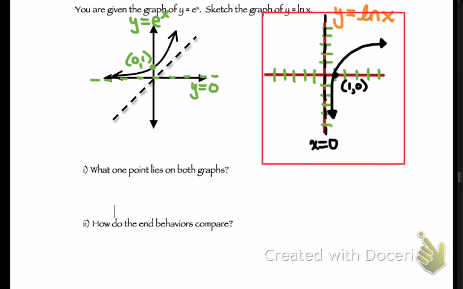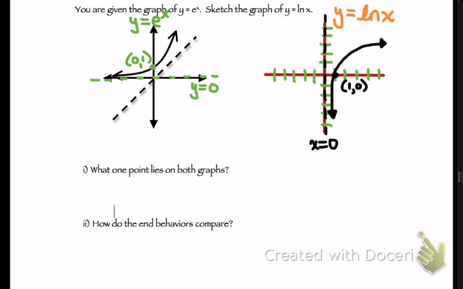Log, natural log, they almost look identical. Because we're doing a sketch of them, I'm okay with you understanding the general idea of what they look like. These two questions that I'm asking you are about the log and the natural log. What one point lies on both graphs? Well, I know that that's the point (1, 0).